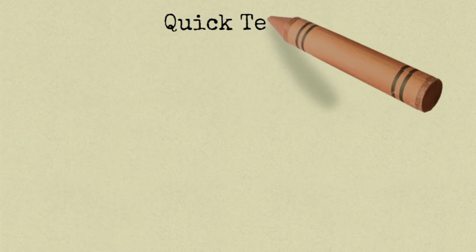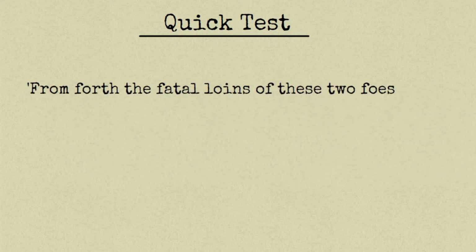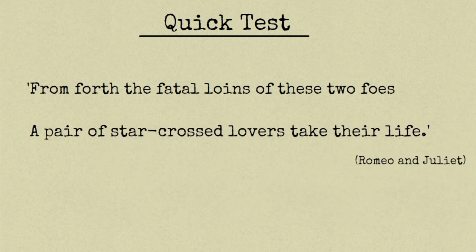If you're feeling comfortable with what we've learned so far, let's do a quick test to see if you can spot the alliteration in an extract from the prologue of Romeo and Juliet. Here's a hint, there's more than one alliterative sound to find. Be sure to pause the video so you have enough time to figure it out. Ready?